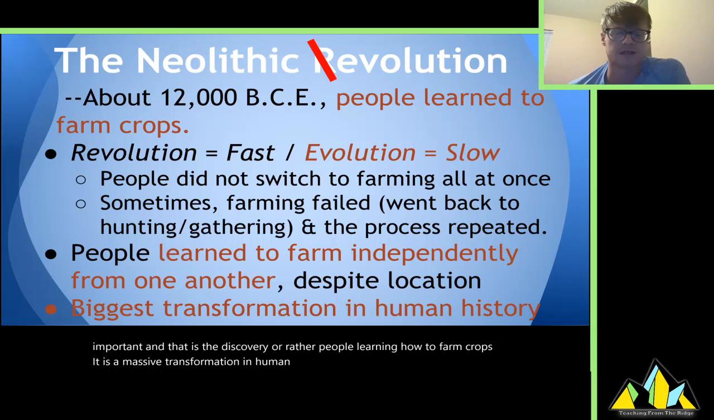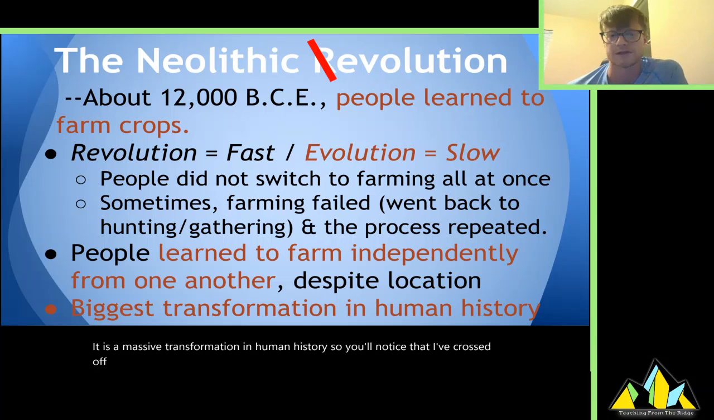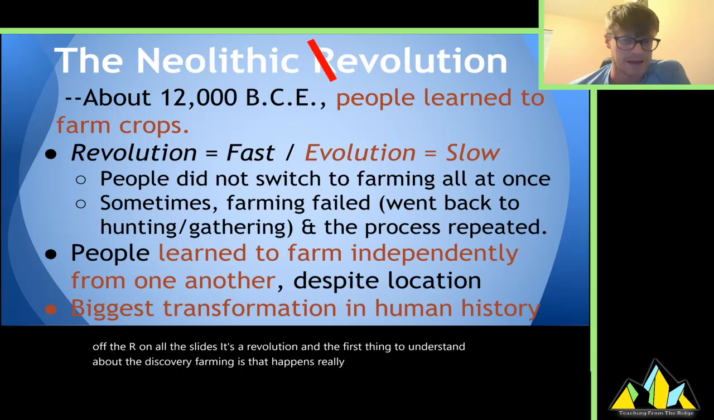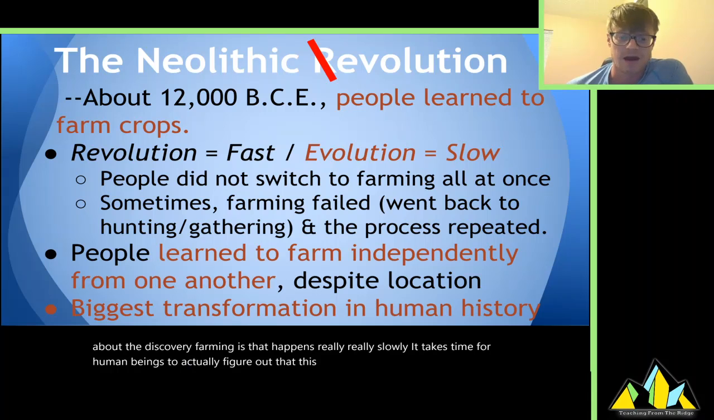So you'll notice that I've crossed off the R on all of the slides that say revolution. And the first thing to understand about the discovery of farming is that it happens really, really slowly. Okay, it takes time for human beings to actually figure out that this can be a thing. So let's talk about why this is.